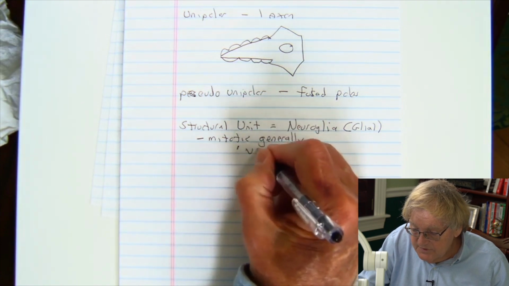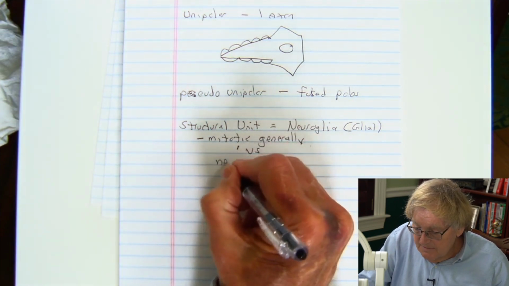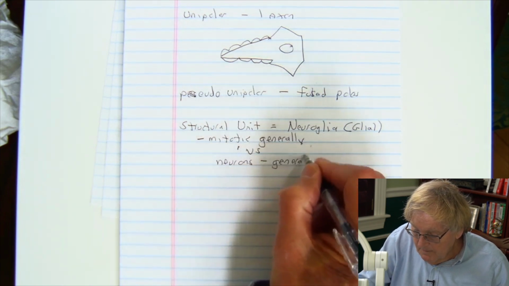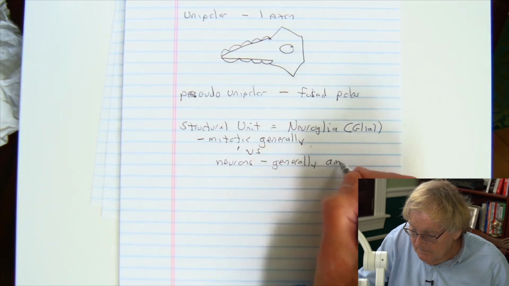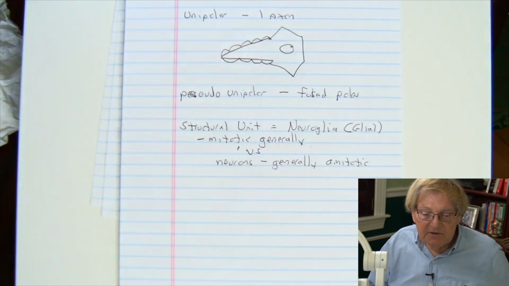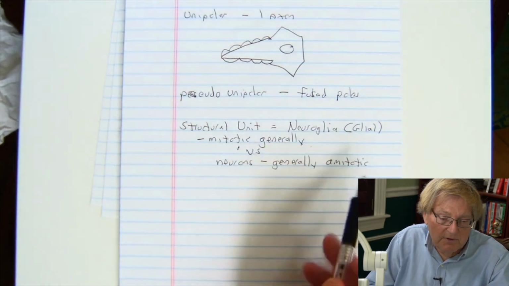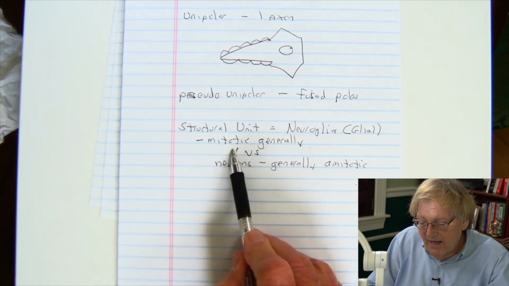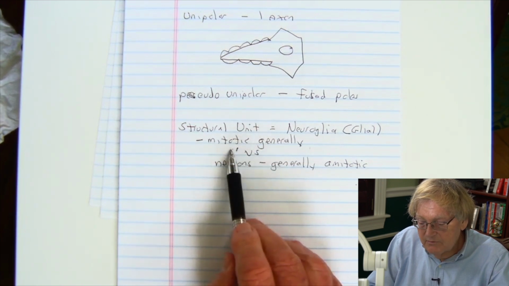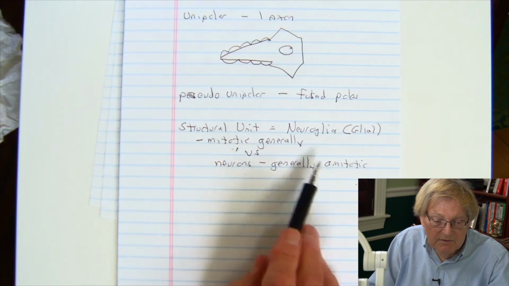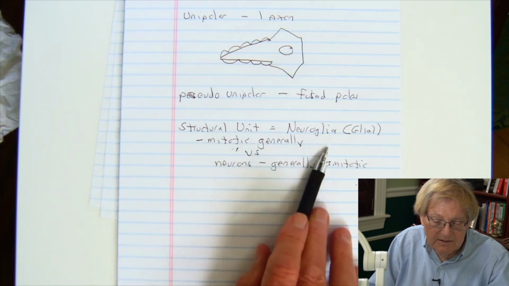But I could say versus neurons, which are generally amitotic. That's why when people get brain cancer, you'd say, where is the cancer? Well, the cancer can only be in a cell that has cell division, because cancer is really defined as uncontrolled cell division. So therefore, I can only really have cancer in a cell that can undergo cell division, and therefore that would be a glial cell.